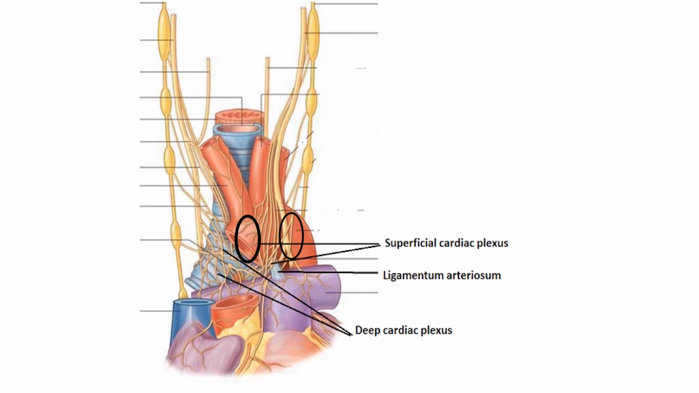Parasympathetics to the heart is characterized by having plexuses, and these are around the arch of the aorta, and there are superficial cardiac plexus and deep cardiac plexus.